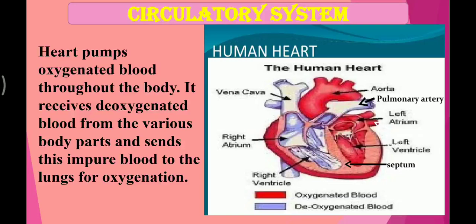Okay. The heart pumps oxygenated blood throughout the body. The function of the heart is to pump, always pumping the blood. It receives deoxygenated blood from the various body parts and sends this impure blood to the lungs for oxygenation. Veins bring all the blood without oxygen to the heart. The heart sends it to the lungs to fill up the oxygen. Again, it comes back to the heart. Again, the heart sends it through arteries to all parts of the body.